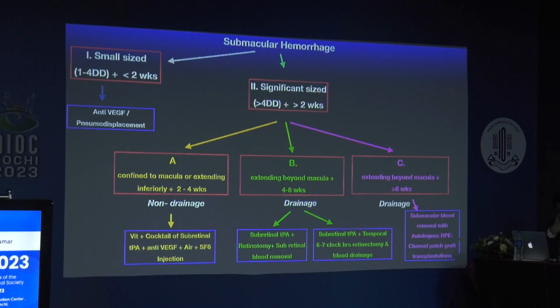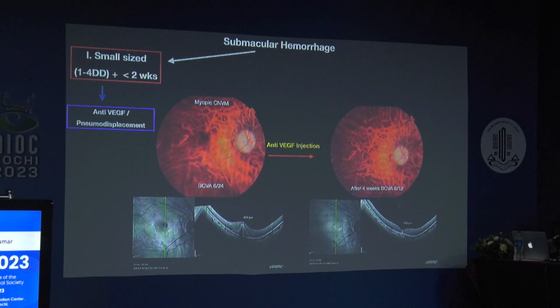Generally, I am following this kind of algorithm. I have been working on it for the last 10 years. Small size hemorrhage, less than 4 disc diameter, you can treat with anti-VEGF, pneumodisplacement, or intravitreal TPA. But if it is more than 4 disc diameter, you have to treat it surgically. I am coming one by one. This is the small size, less than 4 disc diameter, less than 2 weeks duration. So anti-VEGF and pneumodisplacement work better in the case of myopic CNV with submacular hemorrhage.